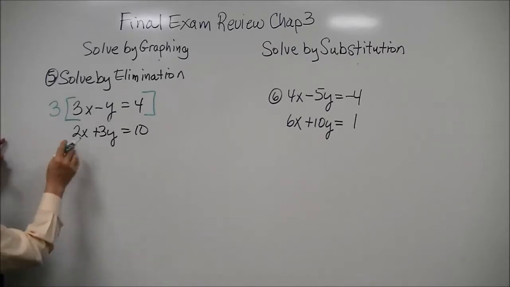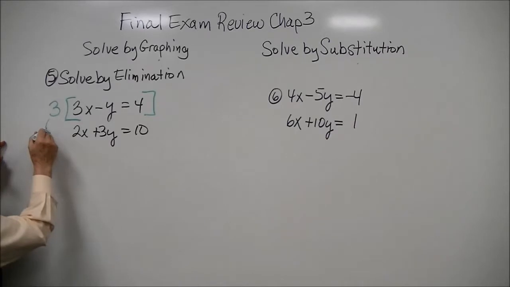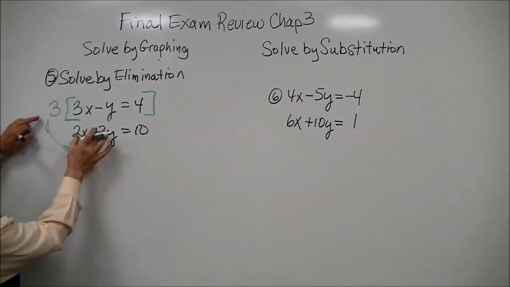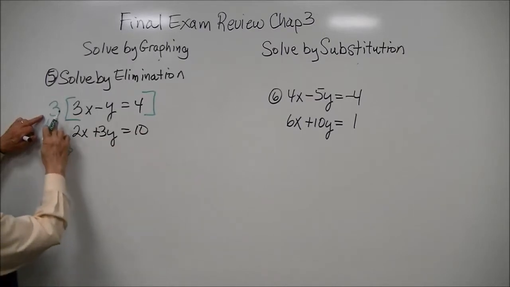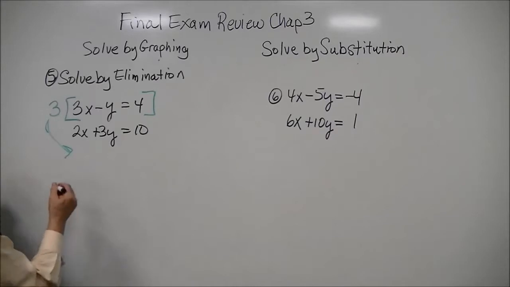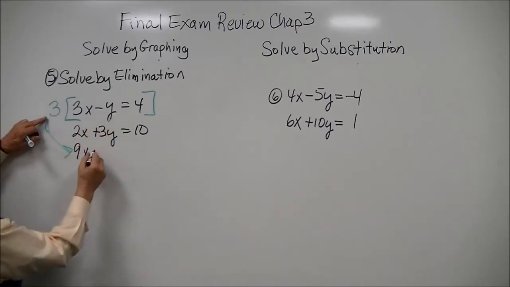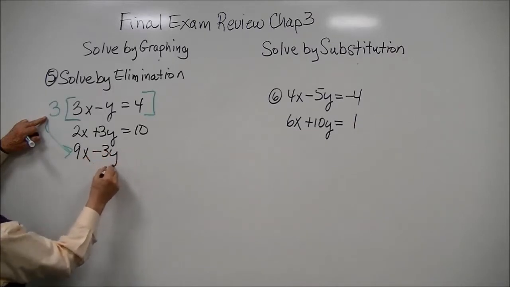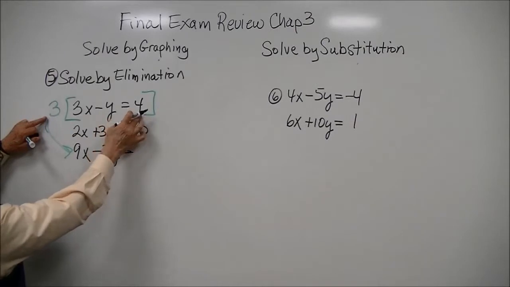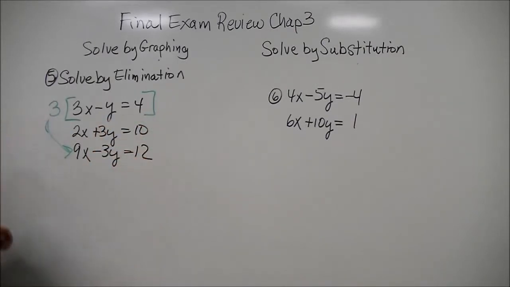So what I'm going to do, keep this, and I'm going to rewrite this equation down here. So I have them still lined up. So 3 times 3x is 9x. There's my minus 3y. And this is important because sometimes students forget to multiply this last term, and that becomes a 12.